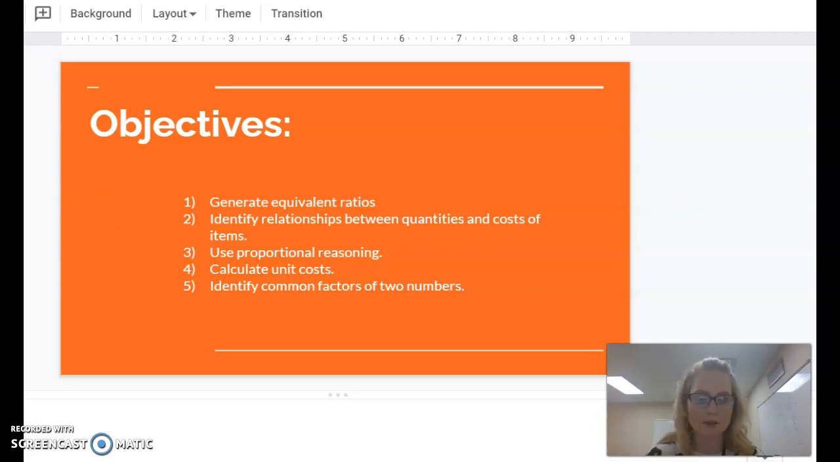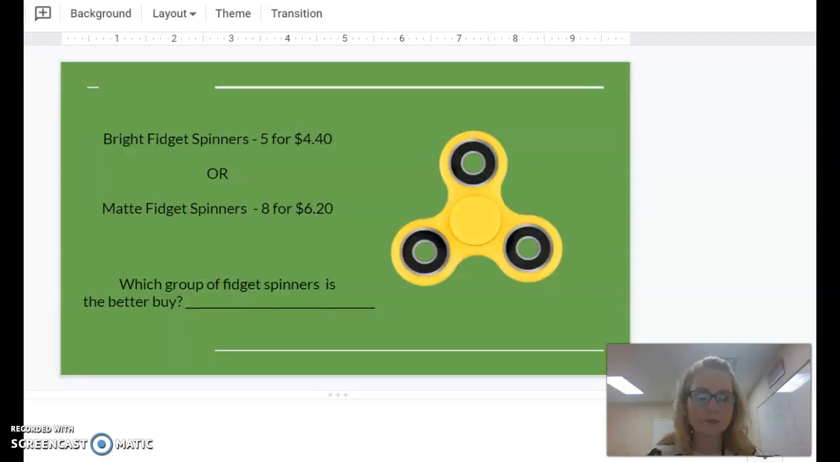So let's look at our first example. This page shows two options for buying fidget spinners.